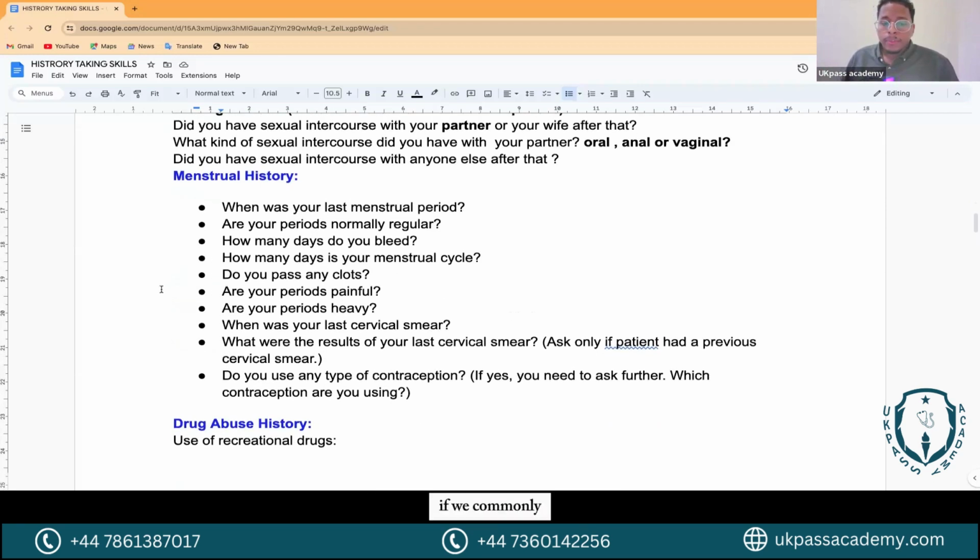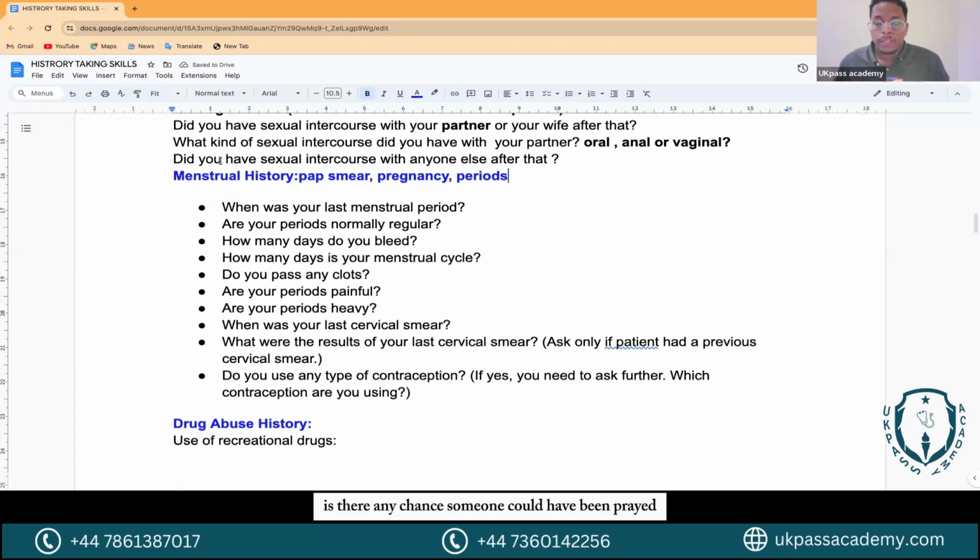Now, commonly we think about 4 Ps: pap smear, pregnancy, periods. Okay, we think about these. Is there any chance someone could have been pregnant? The way we check for pregnancy is, when was your last menstrual period? Are your periods regular? Obviously, any painful periods as well. So how many days do you bleed? How many days is your menstrual cycle? Do you pass clots? Are your periods painful, heavy?